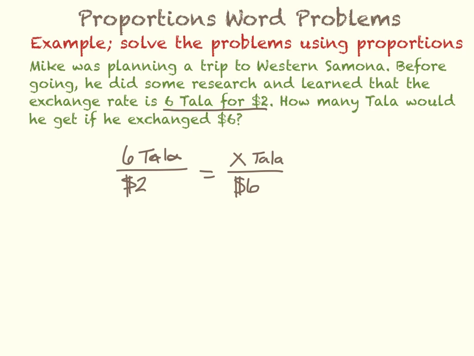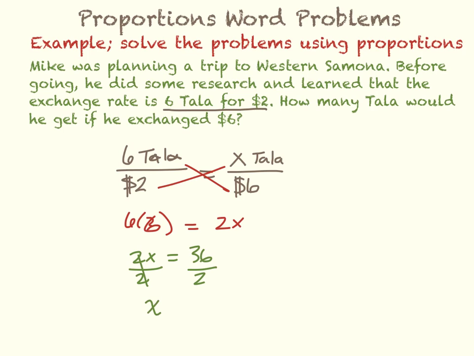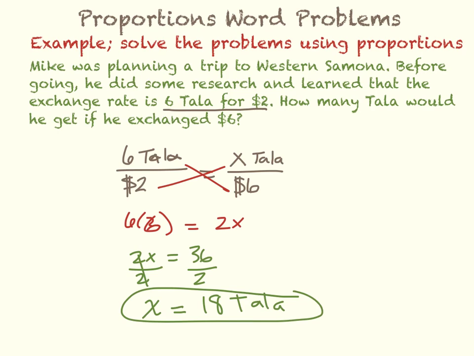Okay, so I'm going to do cross multiplication again. So that'll give me 6 times 6 equals 2x, which would be 2x equals 6 times 6 is 36. Divide by 2, and x equals 18 tala. And that would be your final answer.